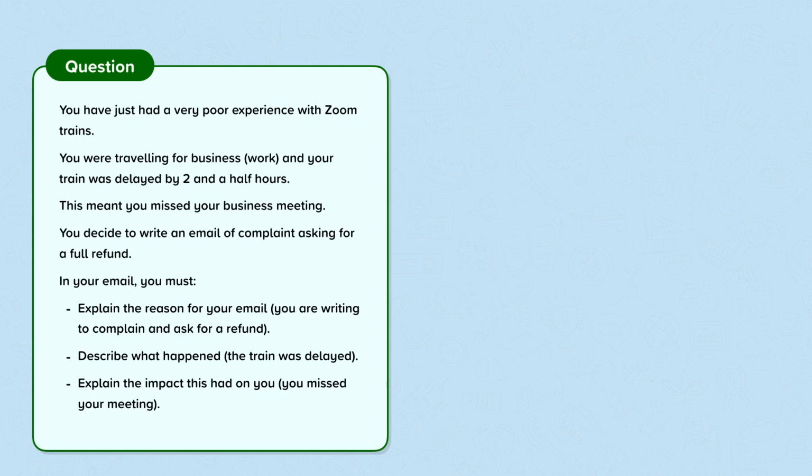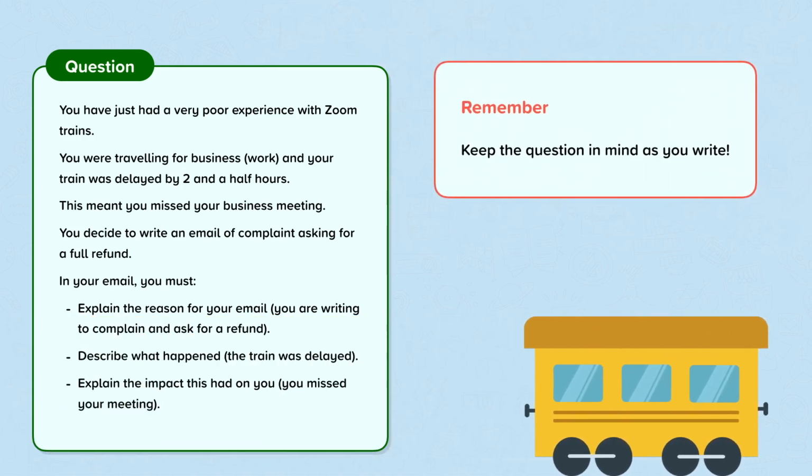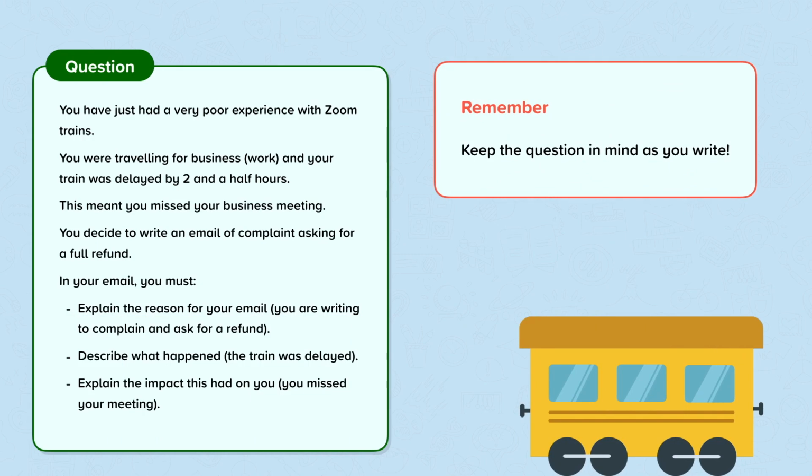This is just an example. In the exam, you might be asked to write an email about something different, for instance, applying for a job. Remember, you need to keep the question in mind as you write your answer, and in this case, the email needs to remain focused on the bad experience on a train.